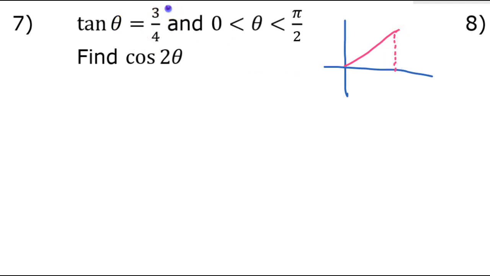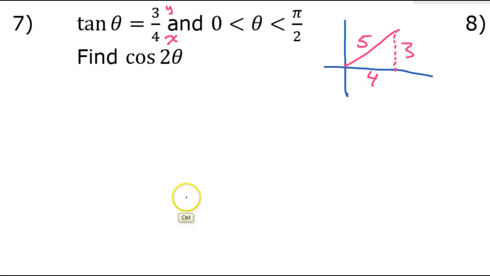Tangent is y over x. So that means y is 3 and x is 4. 3, 4, 5 triangle, we've memorized that, so r is 5. So there's x, y, and r.